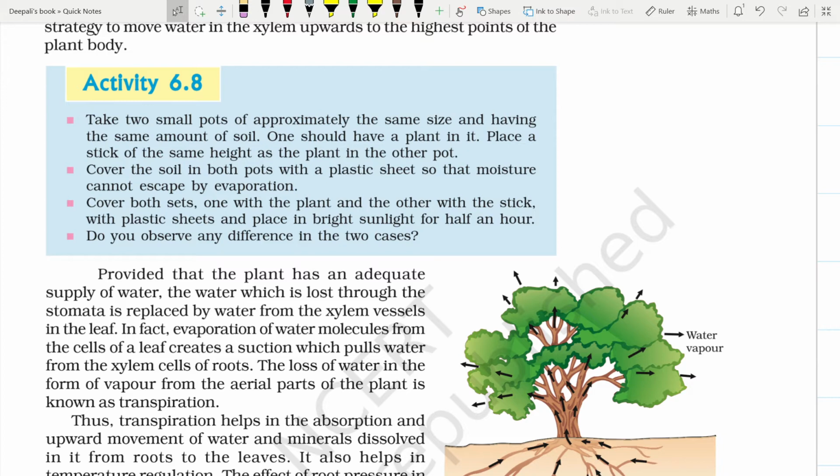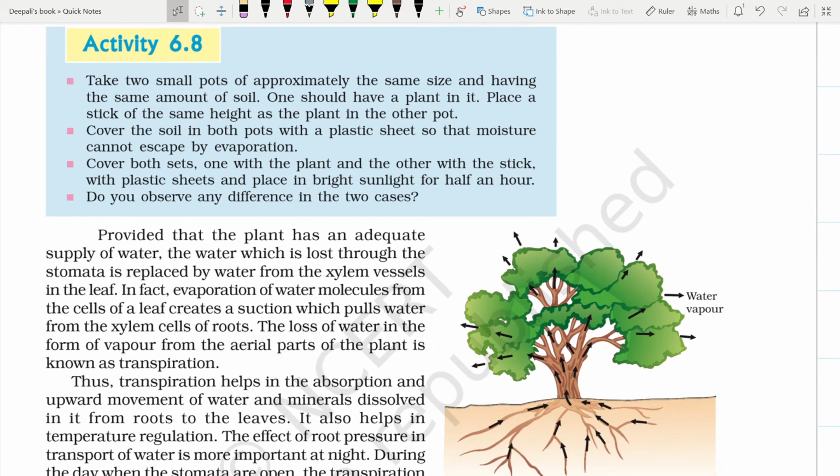Provided that the plant has an adequate supply of water, the water which is lost through the stomata is replaced by the water from the xylem vessels in the leaves. In fact, evaporation of water molecules from the cells of the leaves creates a suction which pulls water from xylem cells of roots. The loss of water in the form of vapor from the aerial parts of the plant is known as transpiration. So do you understand what transpiration is now?